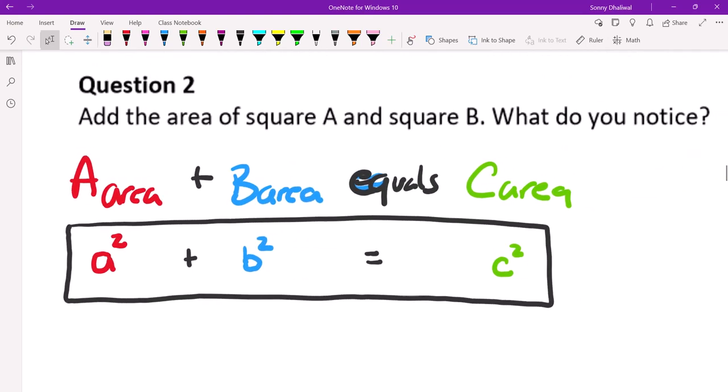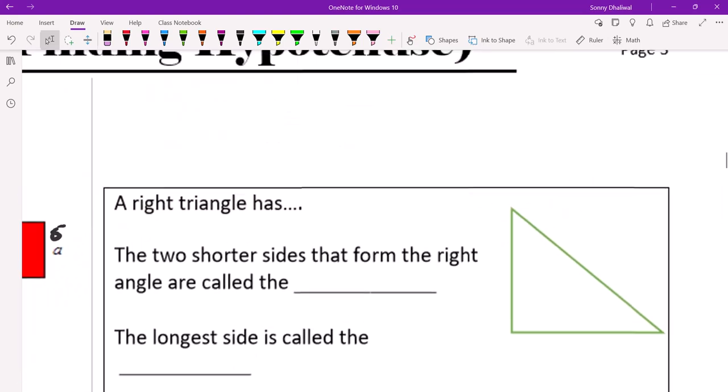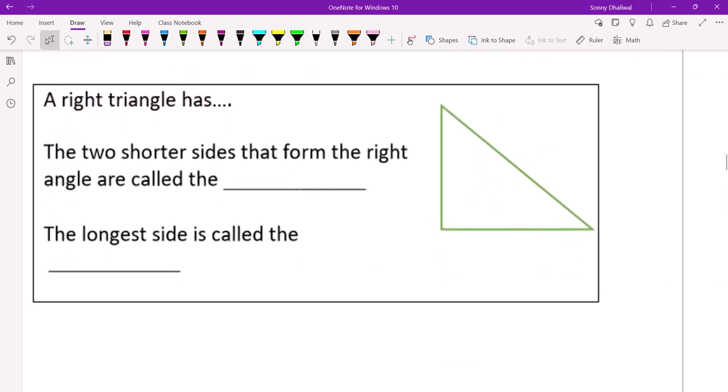All right. Okay, so now we're going to go over here and just start talking about some vocabulary, okay? So the longest side is called the hypotenuse. So I'm going to write down that hypotenuse. Okay?